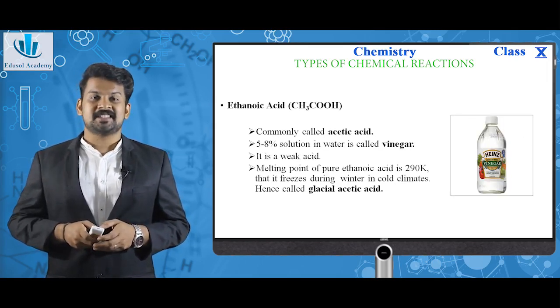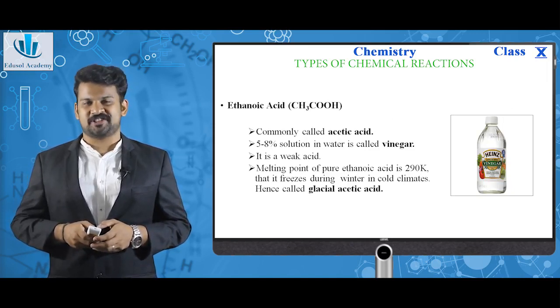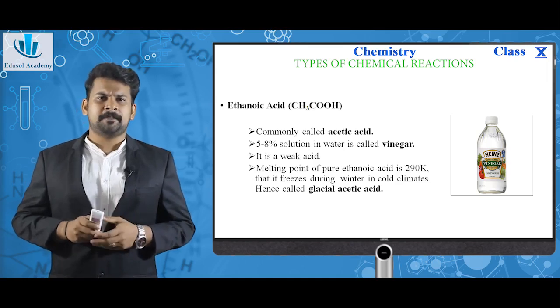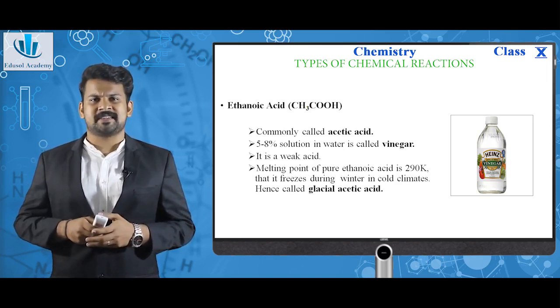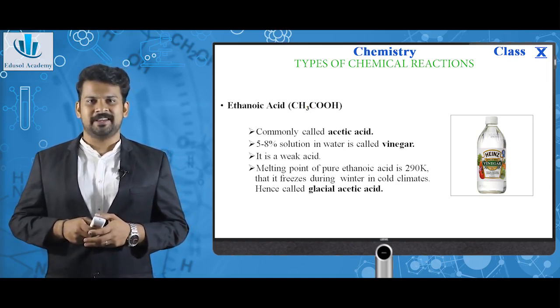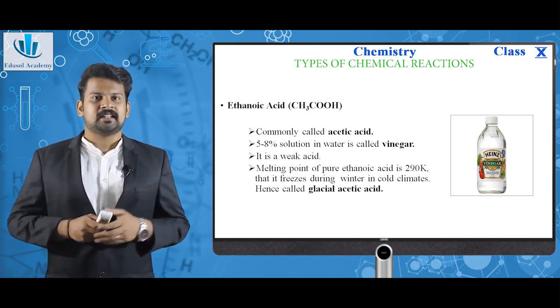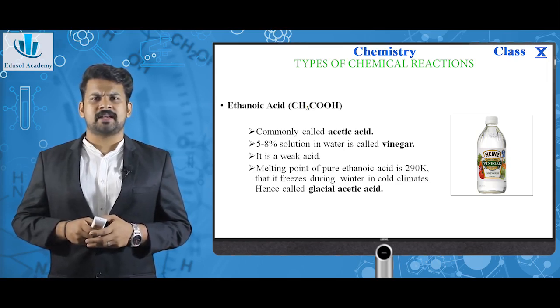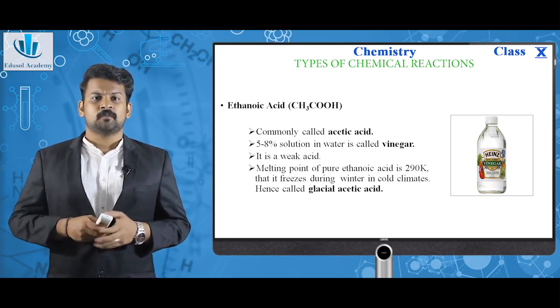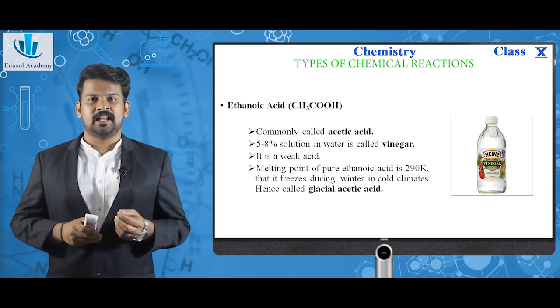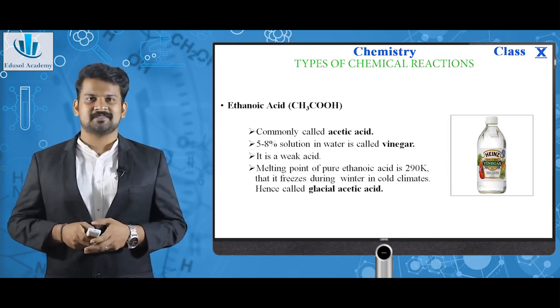Ethanoic acid, CH3COOH. It's also called acetic acid. A 5 to 8% solution of acetic acid in water is called vinegar. It's a weak acid. As you can see, the melting point of pure ethanoic acid is 290 Kelvin, which means it freezes during winter in cold climates, hence the name glacial acetic acid.